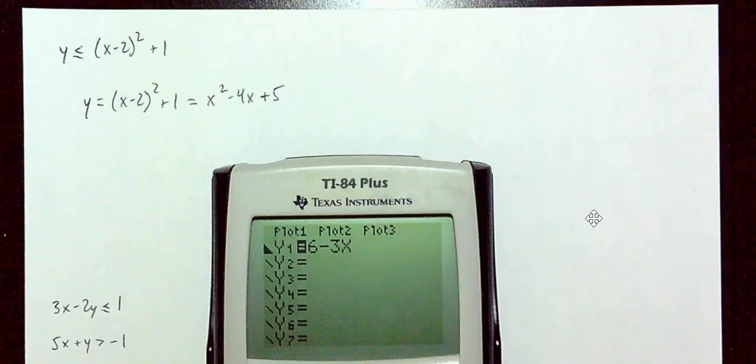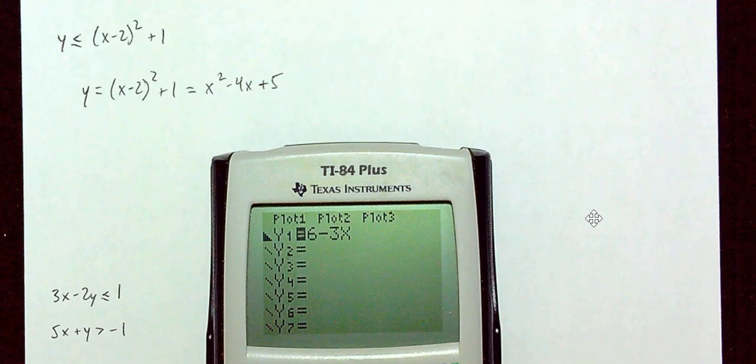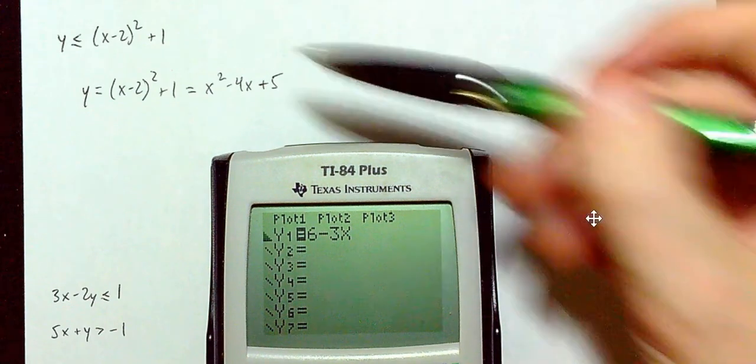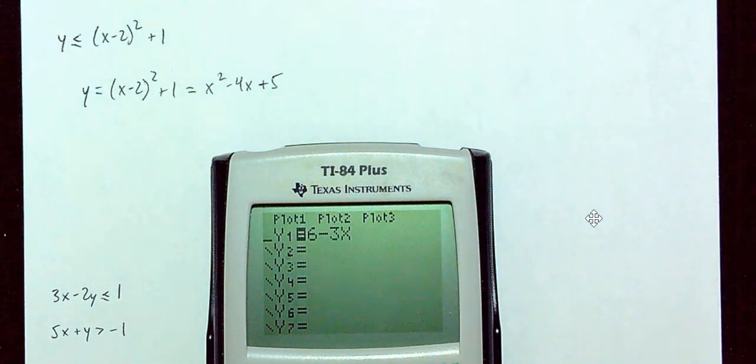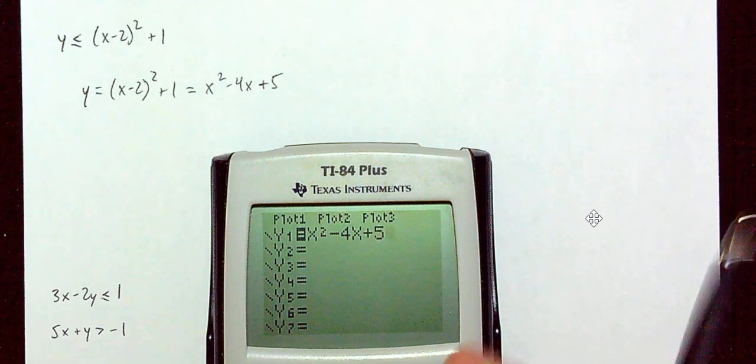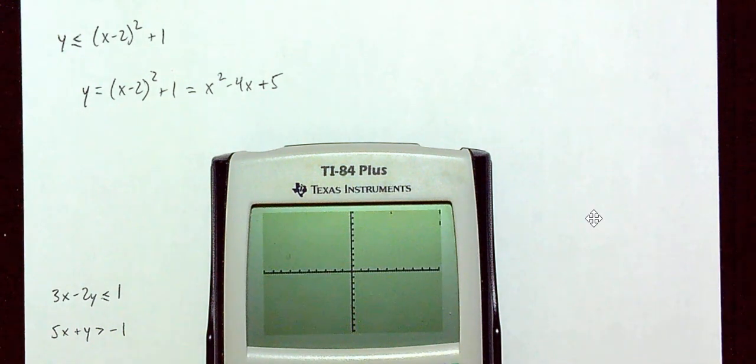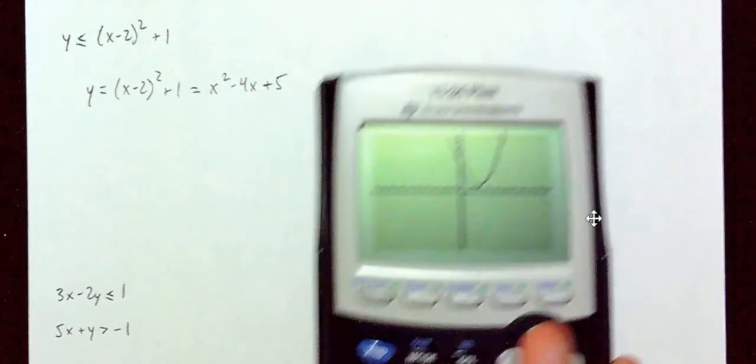So I'm going to plot this thing in my calculator. Now note that in our problem it was a less than or equal to. So that means that when I plot this thing on my calculator, I want to use a solid line, not a dashed line, because this is not a strict inequality. So I'm going to type in x squared minus 4x plus 5. So there's the graph of this thing here.